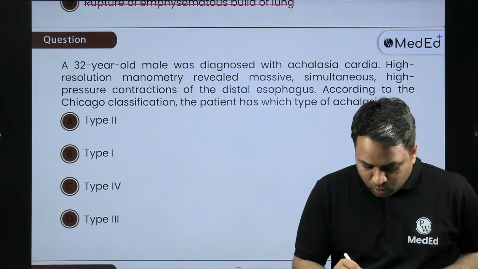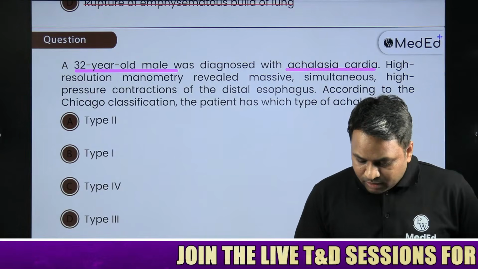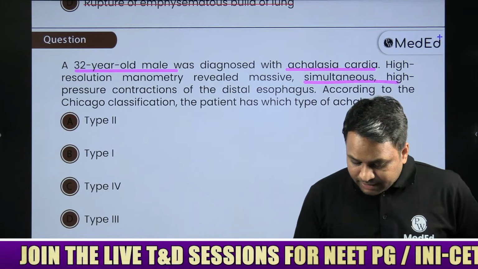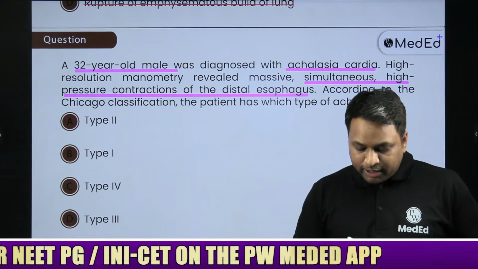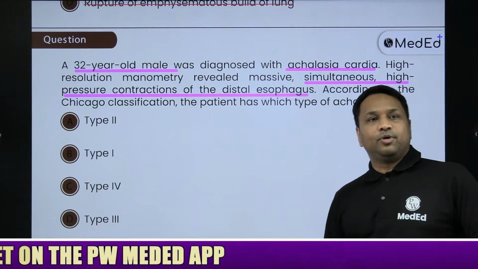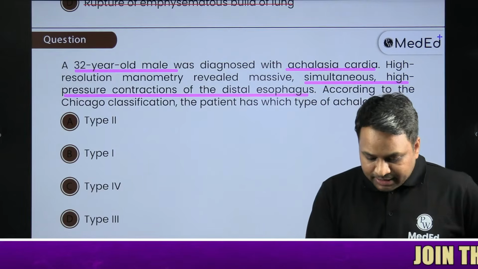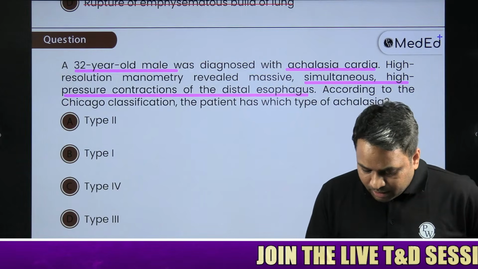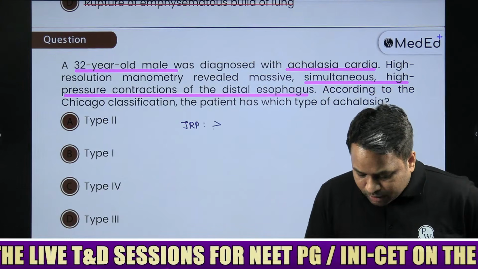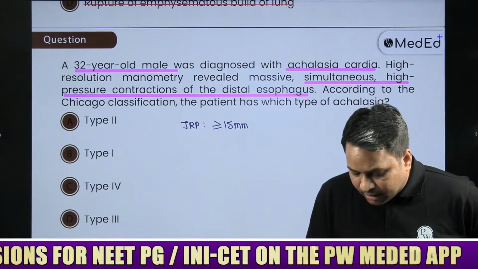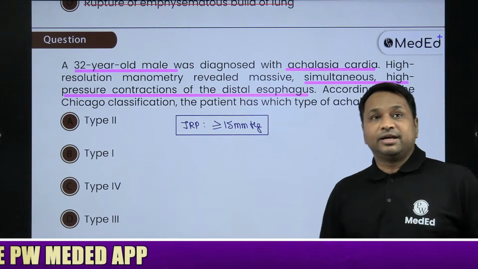In the next question, I have a 32-year-old male diagnosed with achalasia cardia. High resolution manometry reveals massive simultaneous high pressure contraction in the distal esophagus. According to the Chicago classification, what type of achalasia cardia is this? So I always tell in my class that in achalasia cardia, you have to remember two things. Number one, what is the IRP? The integrated relaxation pressure should be more than or equal to 15 millimeters of mercury. If IRP is more than or equal to 15, then the patient has achalasia cardia.